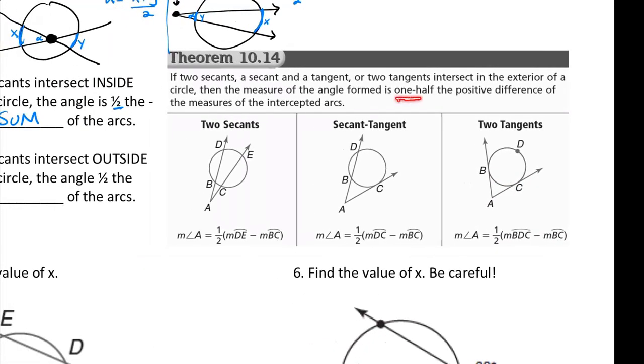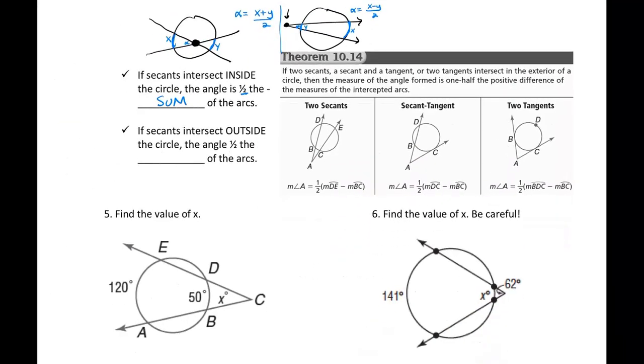Notice the formula says 1/2 the positive difference. If you ever subtract them and you get a negative, it should be the positive difference. If you left it as just a difference, you could end up getting a negative angle measure, but all of these angles have a positive angle measure, not a negative angle measure. So we'd fill in the blank here with difference. If secants intersect outside the circle, the angle is 1/2 the difference of the arcs, and it's the positive difference.